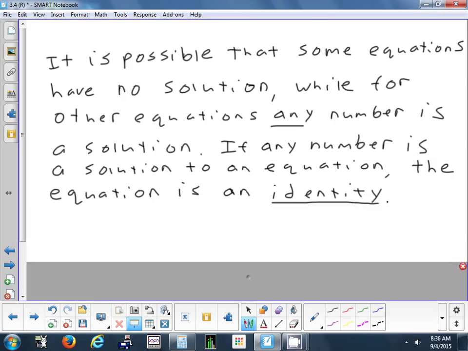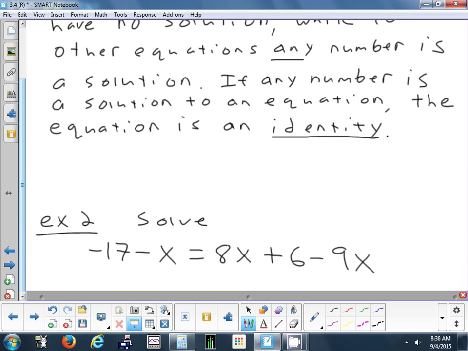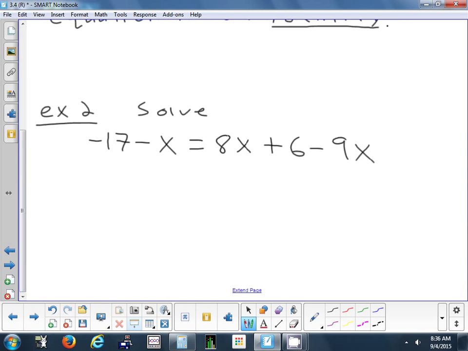All right. All right, so let's try. I'm just going to write it out. Okay, so write this down. -17 minus x equals 8x plus 6 minus 9x. Okay, and keeping in mind what I just said, something different is going to happen here. We're just going to start solving it like normal, but all of a sudden you're going to see something happen. Okay?